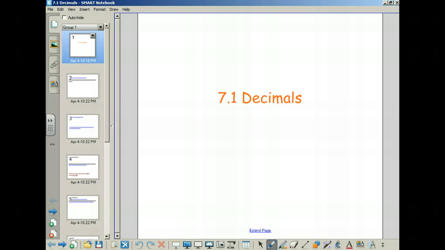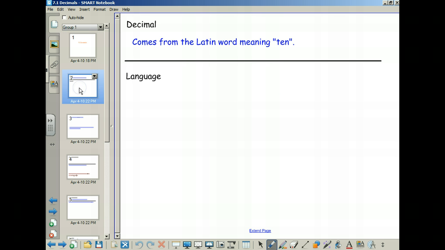Going to look at decimals, and some of you I know like working in decimals better because that's what you did when you were changing fractions from models to decimals to think about them. The first thing I kind of want to talk about is the language we use when we talk about decimals. The word deci comes from a Latin word meaning 10.